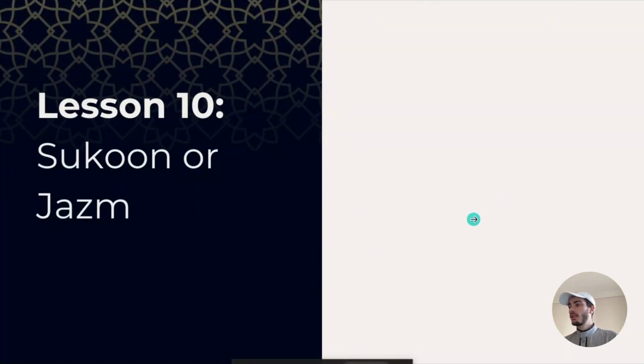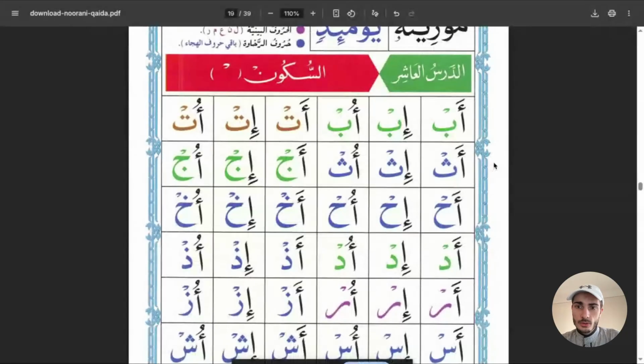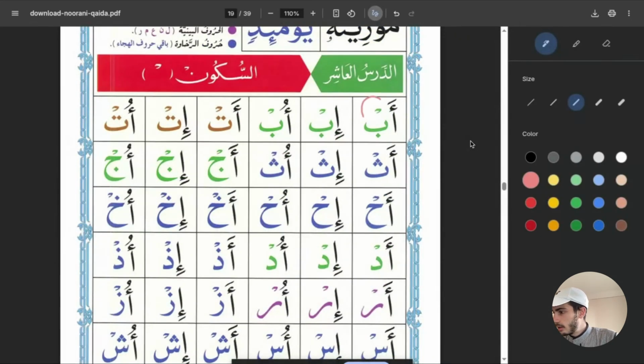Sukoon. That is called a Sukoon. And I think I already told you last lesson that we will be looking at that today. This symbol, this sign is a Sukoon. How do you pronounce a Sukoon? You don't pronounce it at all. A Sukoon means that the letter is at rest.